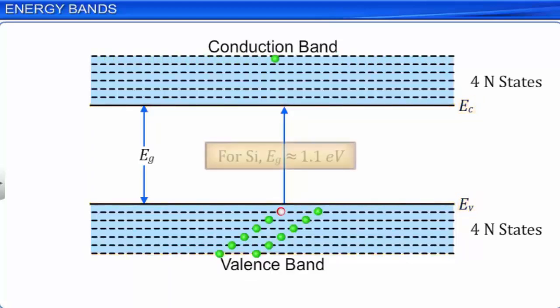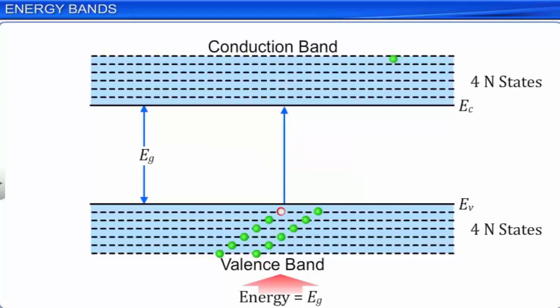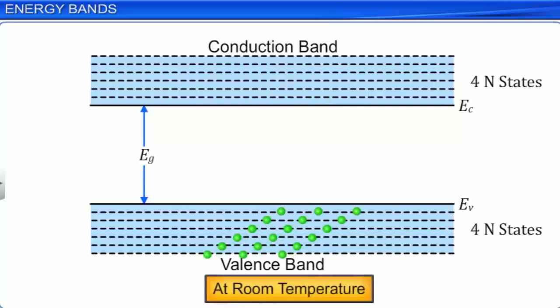For a silicon atom, this energy gap EG is about 1.1 electron volt. This means that for a valence band electron to move into the conduction band, it needs a minimum energy of 1.1 electron volt. At room temperature, we find that a few electrons of the valence band gain thermal energy equal to the energy band gap to move into the conduction band, and hence become free electrons.